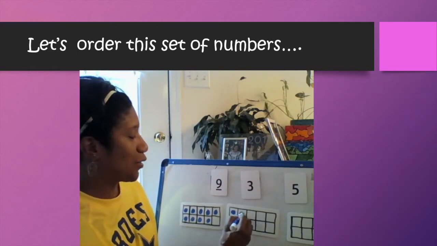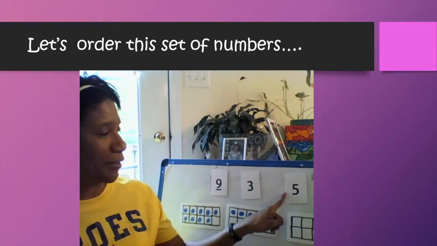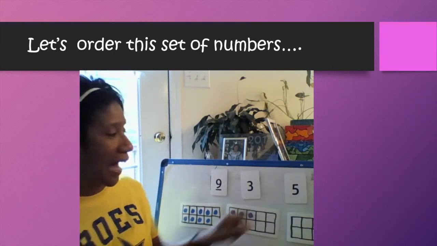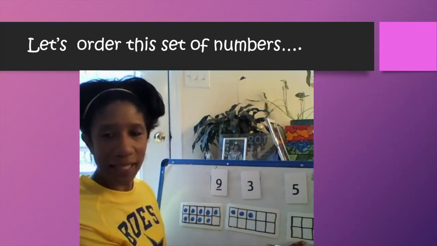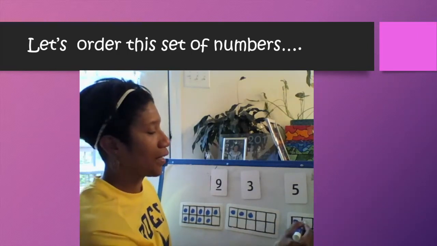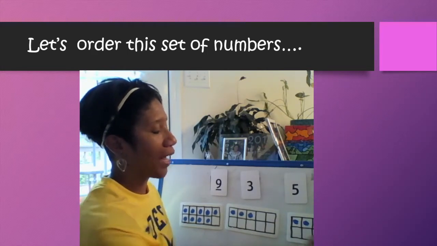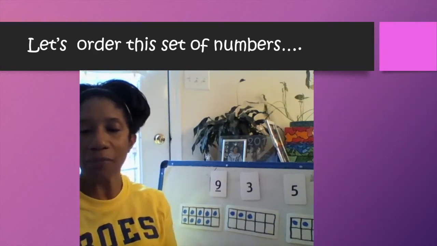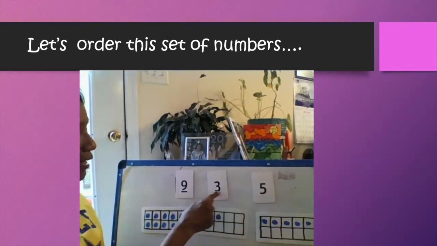1, 2, 3. And what's the last number we have up here? That's right, we have 5. So we're going to put 5 in this 10 frame. So help me count. 1, 2, 3, 4, 5. So now I have all of my 10 frames with their dots in them to match their numbers.